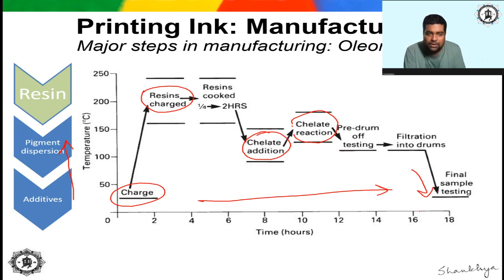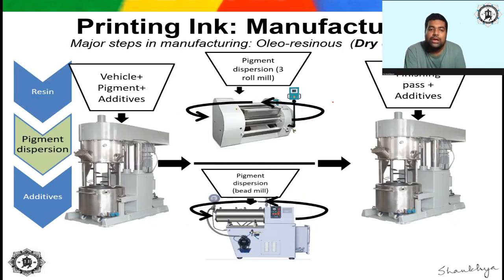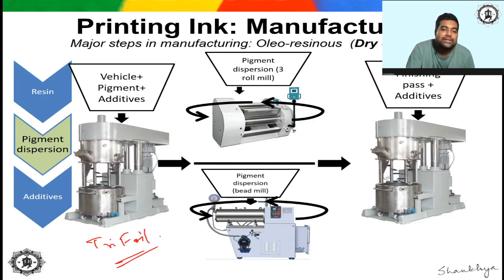Okay, so this is your vehicle preparation. Now your vehicle is ready for manufacturing. Now what to do? You have to add or charge pigment and other additives to this vehicle. This is usually done in this trifoil. This is known as trifoil. Why trifoil? Because this is essentially a drum or a large pot, in which first you add the vehicle, then you charge the pigment, and finally you add the additives as necessary.